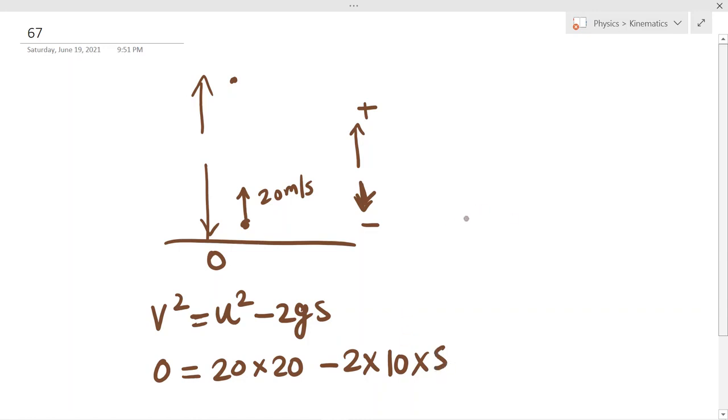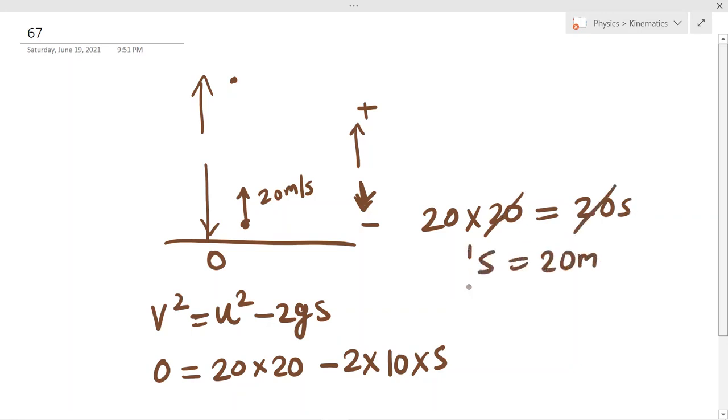So this becomes 20 into 20 is equal to 20 s. So what is s then? This 20 you can cancel, so s is 20 meter. So the maximum height reached is 20 meter.